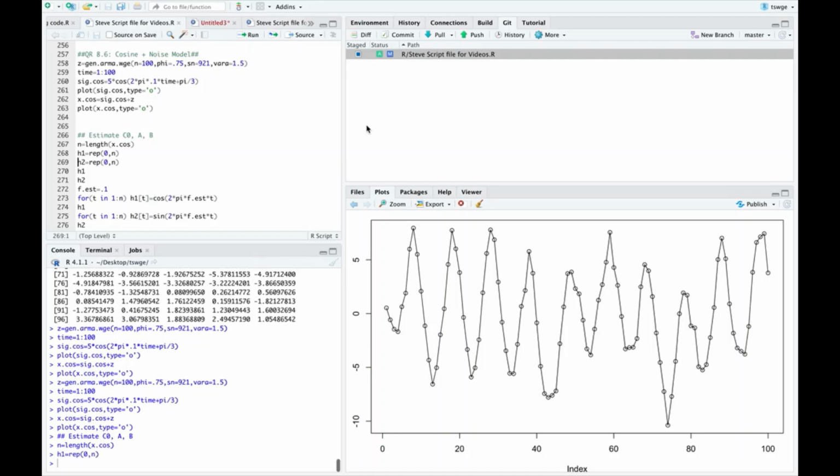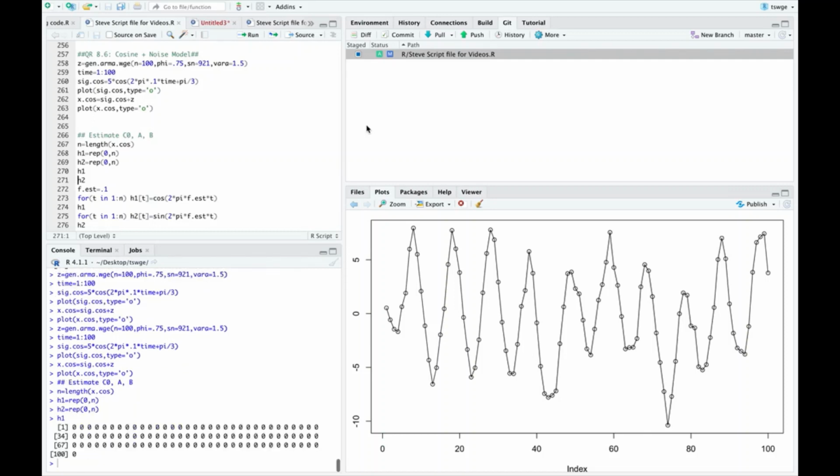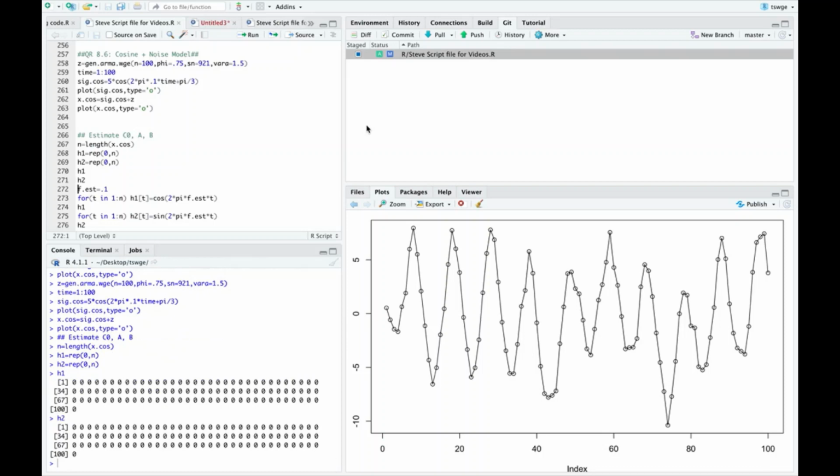We're going to fill it full of zeros. And then we're going to say that our f dot estimate is 0.1. It's sort of more than an estimate. We know it's 0.1 because we can see it up in the model, right? But if we have an actual data set that's a real data set, we don't know f. How would we get that frequency?